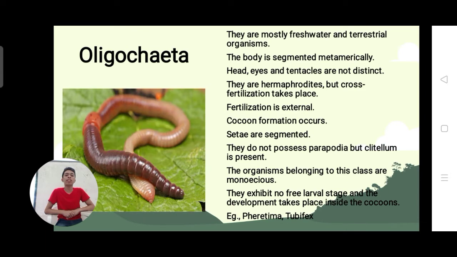Next is the Oligochaeta. They are mostly freshwater and terrestrial organisms. Their body is segmented metamerically. Their head, eyes, and tentacles are not distinct. They are also hermaphrodites, but cross-fertilization takes place. Cocoon formation occurs. Setae are present, segmented. They do not possess parapodia, but the clitellum is present. The organisms belonging to this class are monoecious. They exhibit no free larval stage, and the development takes place inside the cocoons. Examples are Pheretima and Tubifex.